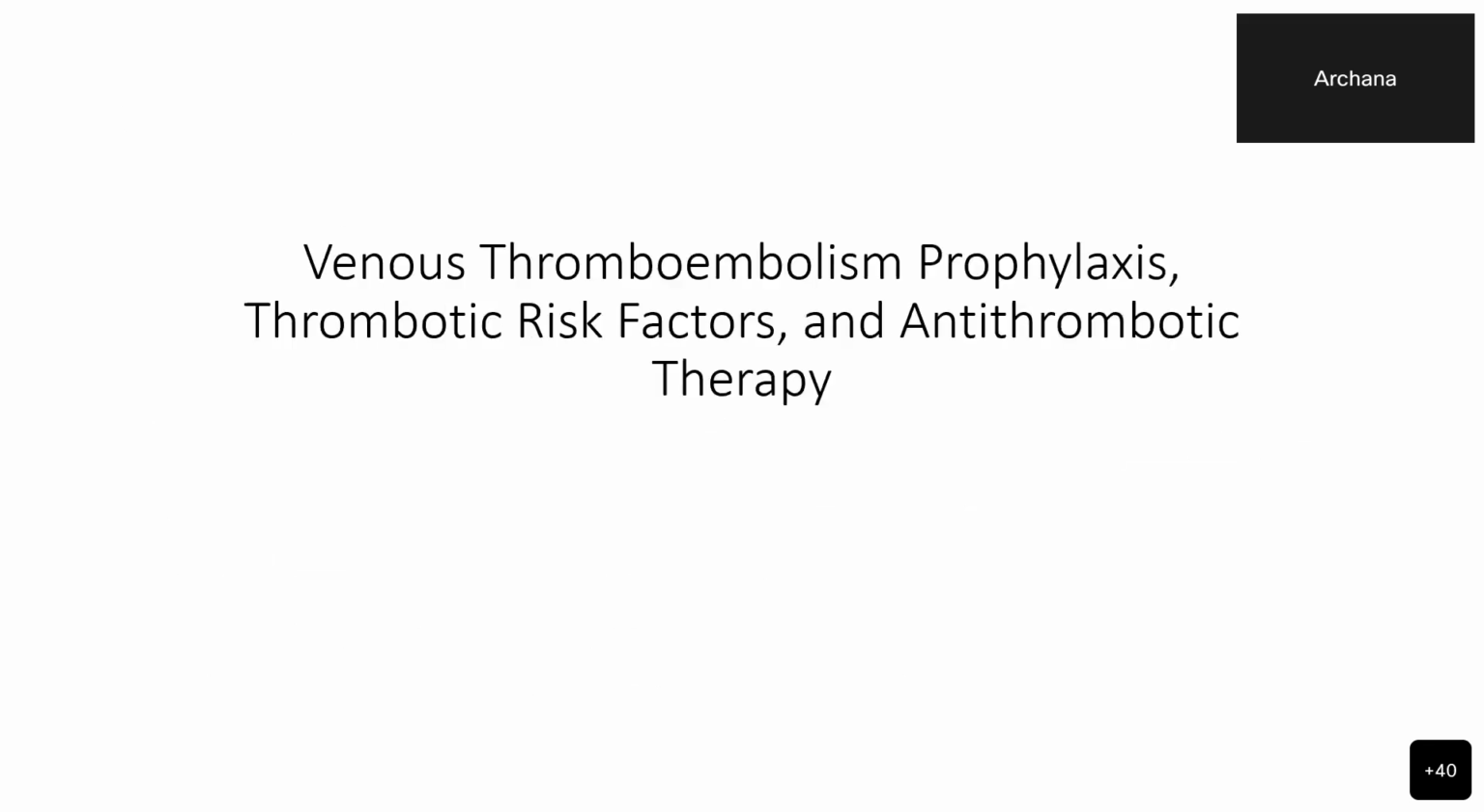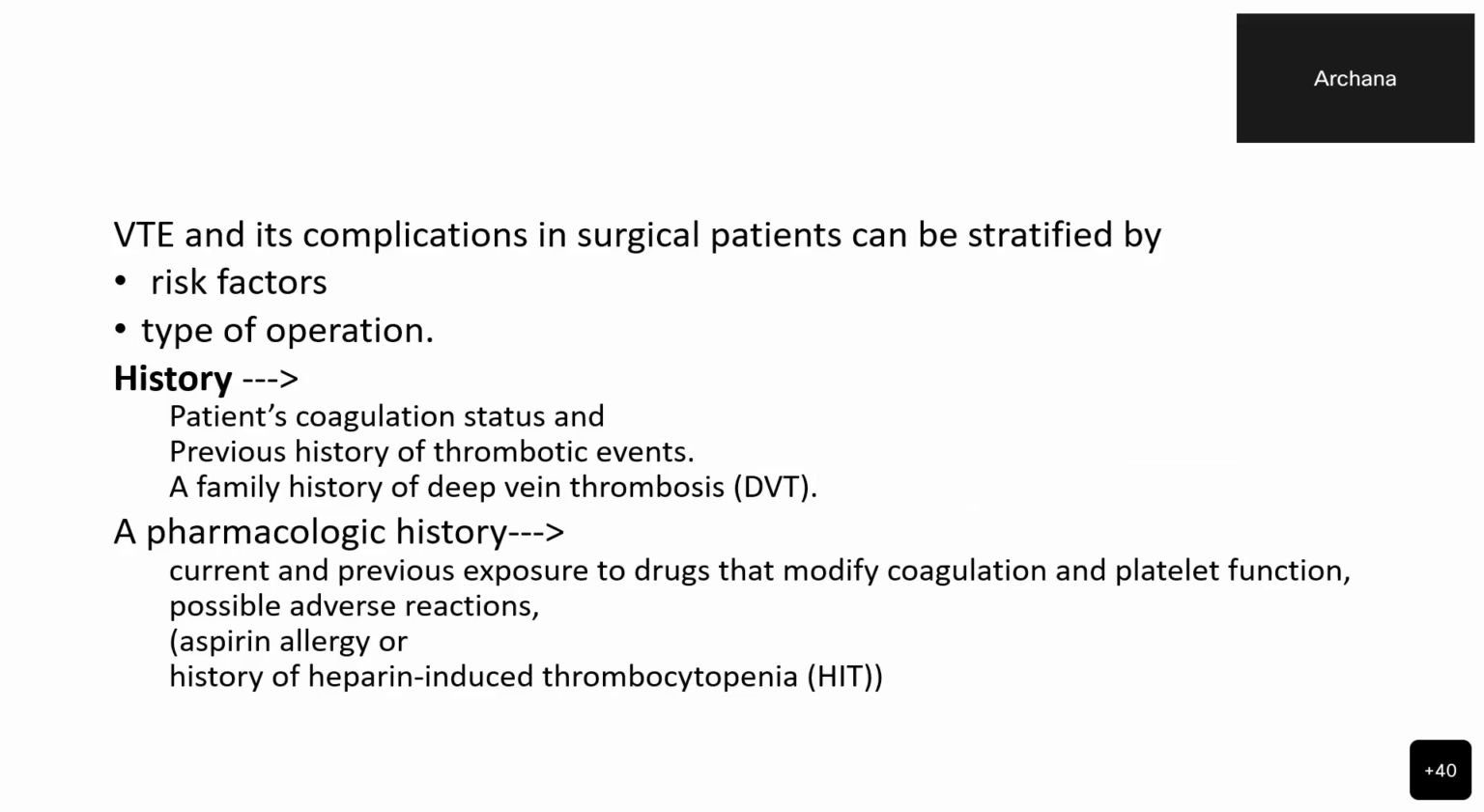Coming to venous thromboembolism prophylaxis and thrombotic factors, venous thromboembolism and its complications in surgical patients can be stratified based on the risk factors of the patient and type of operation. So the patient's coagulation status, previous history of any thrombotic events, and family history of DVT should be assessed. And any previous history of drug intake like anticoagulants or antiplatelets, or any possible adverse reactions like heparin-induced thrombocytopenia or aspirin allergy should be noted down.